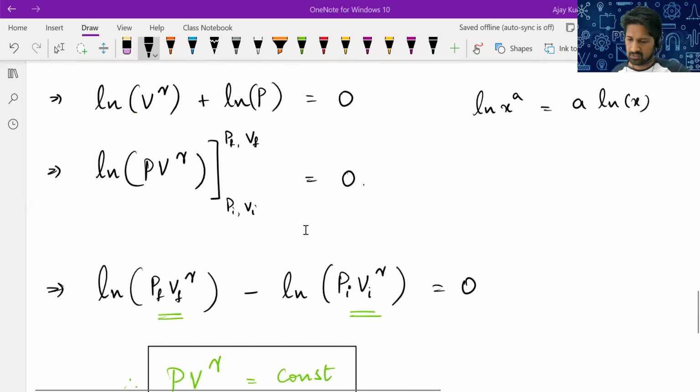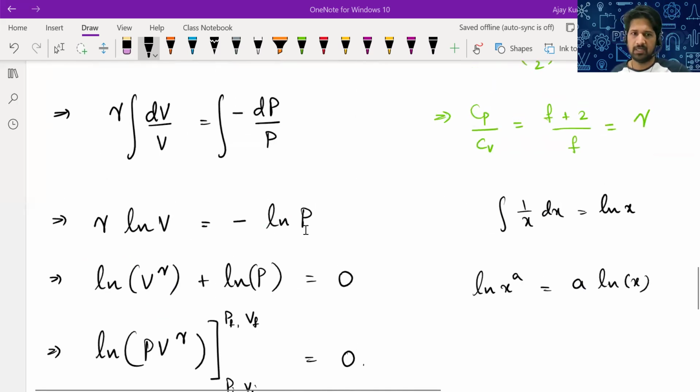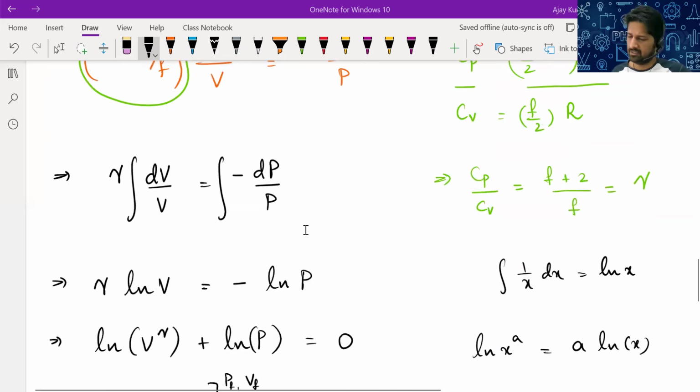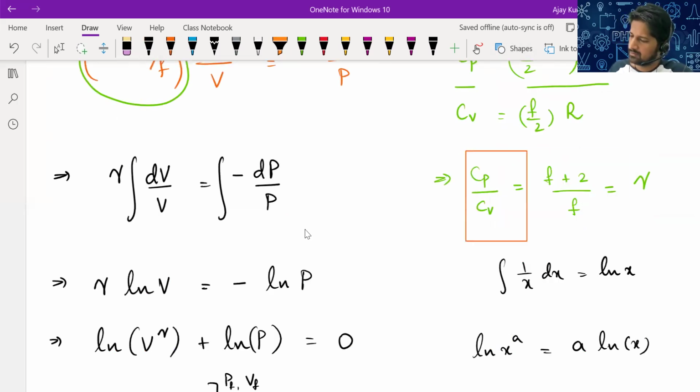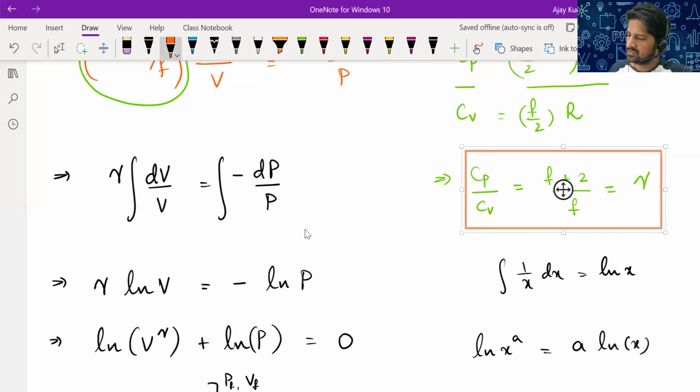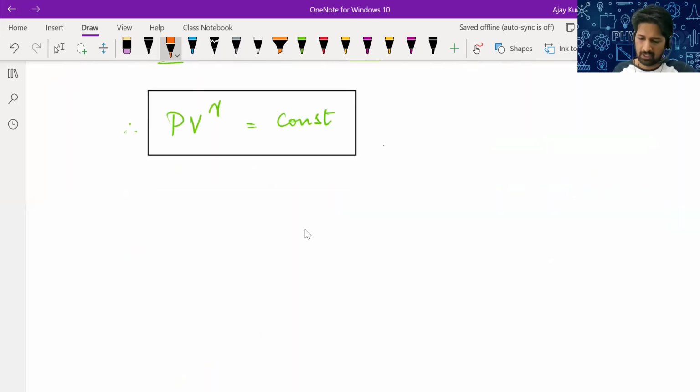But see, in this process, we introduced a new term called gamma, which is basically Cp by Cv. Note this down, all of you, in case you don't know it. Okay. Cp is (F by 2 plus 1) multiplied with R. Cv is F by 2 multiplied with R. If you divide them, this is what you get, (F plus 2) divided by F. Okay. So based on this formula, gamma is equal to (F plus 2) divided by F.